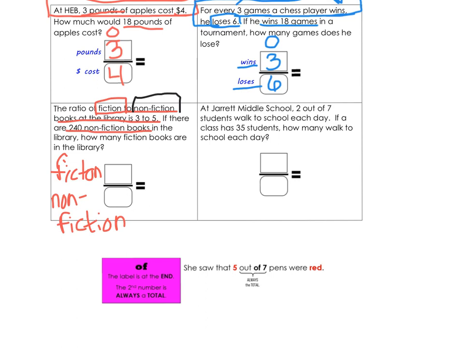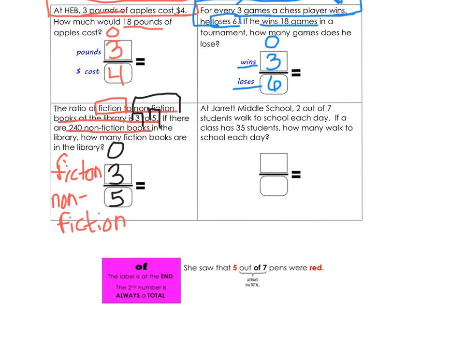Now, because fiction is said first, that means the 3 goes with the fiction. And non-fiction is said second, so that means the 5 goes with the non-fiction. Okay, this is our original ratio. That should always go in the first part of our proportion. The original ratio is 3 fiction for every 5 non-fiction. Okay, and like I said, you're going to find that original ratio usually always in your first sentence.